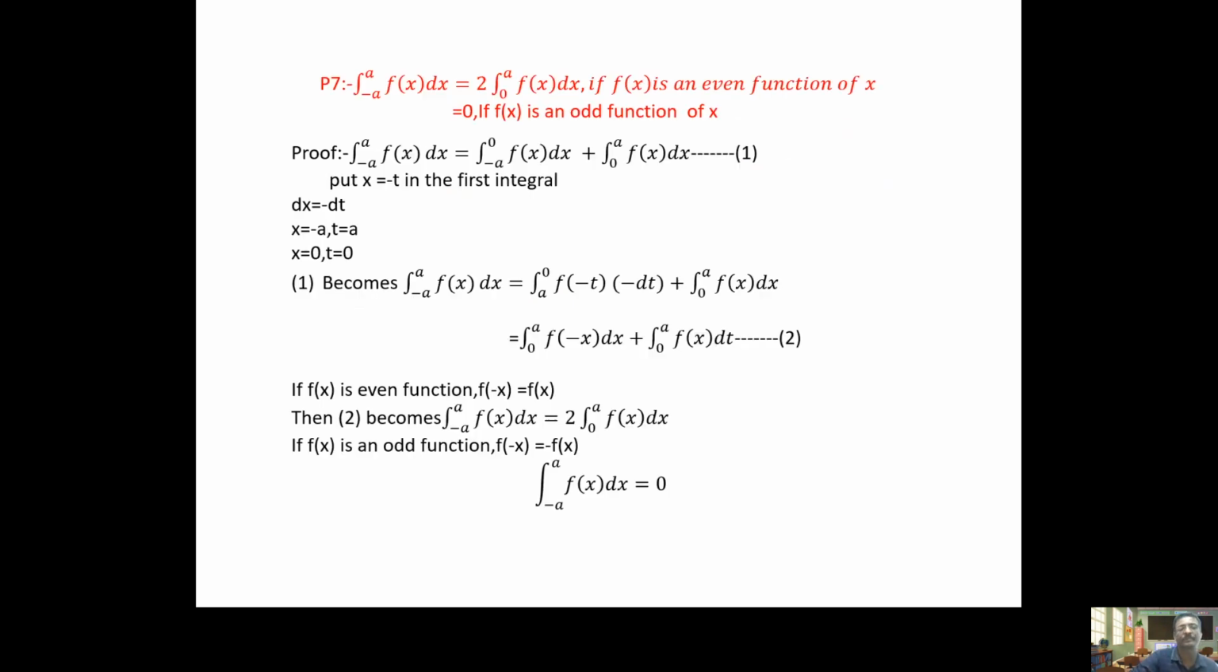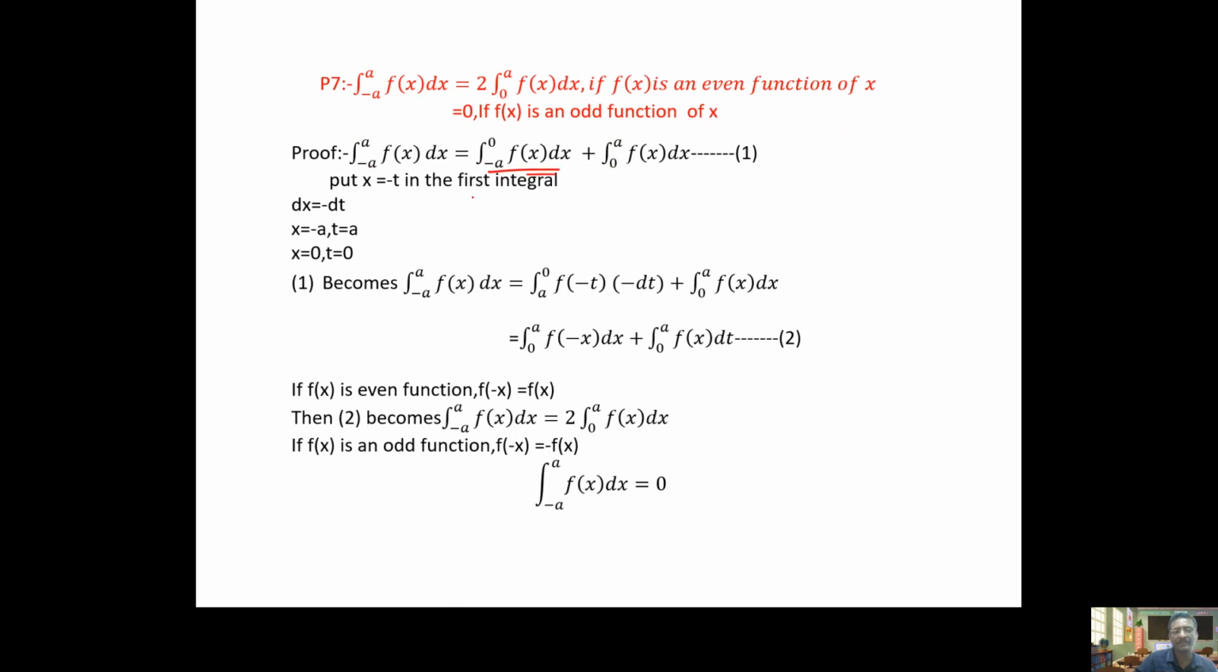That is called an even function. Now, integral minus a to plus a f of x dx is equal to 2 times integral 0 to a f of x dx if f of x is an even function of x, and is equal to 0 if f of x is an odd function of x. So you have to split by property 3. Minus a to a f of x dx is equal to minus a to 0 f of x dx plus 0 to a f of x dx.